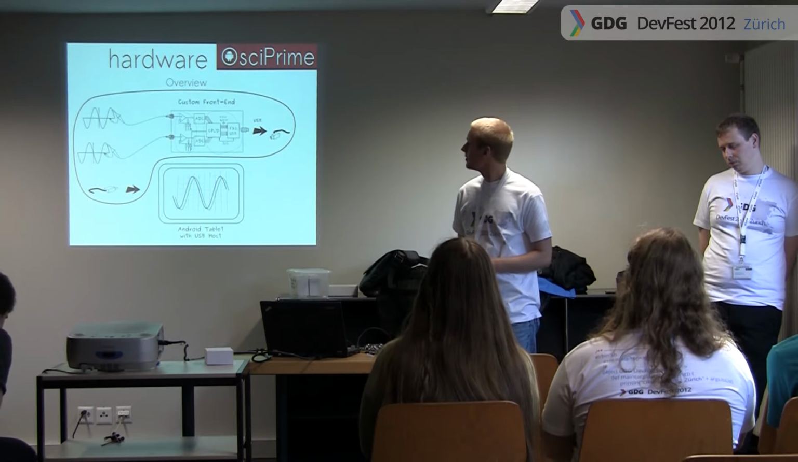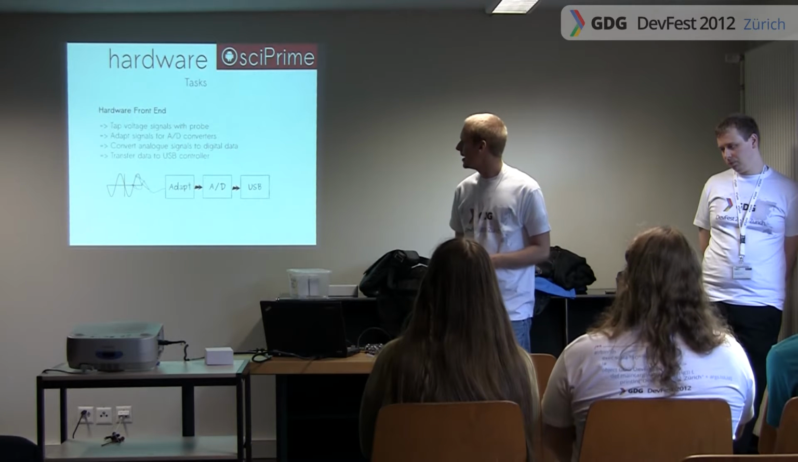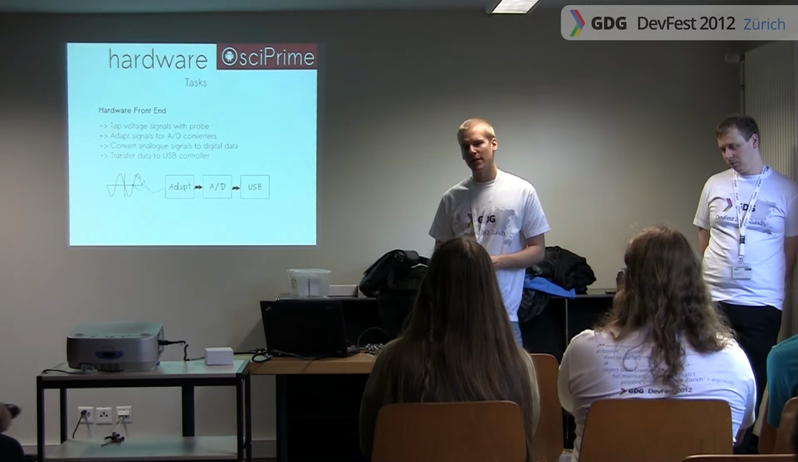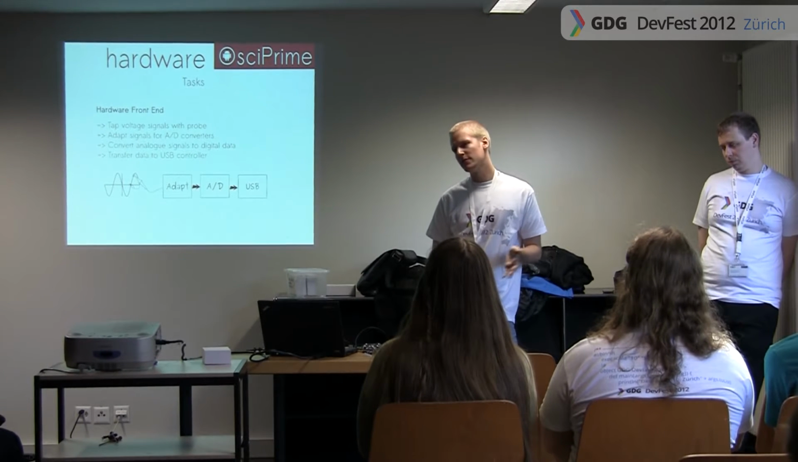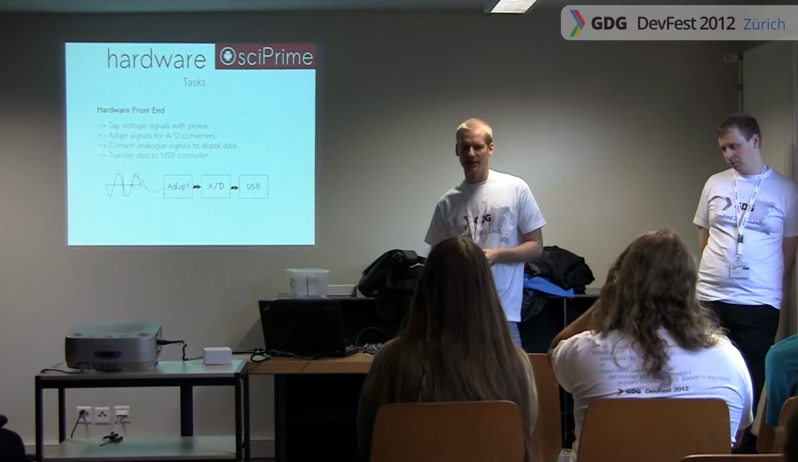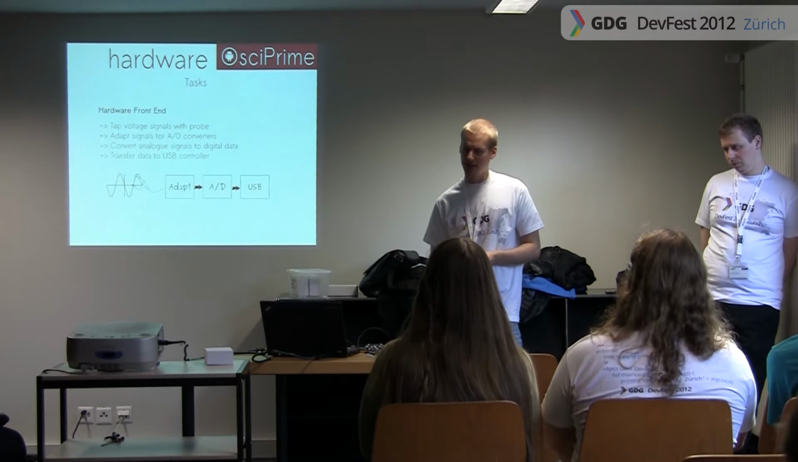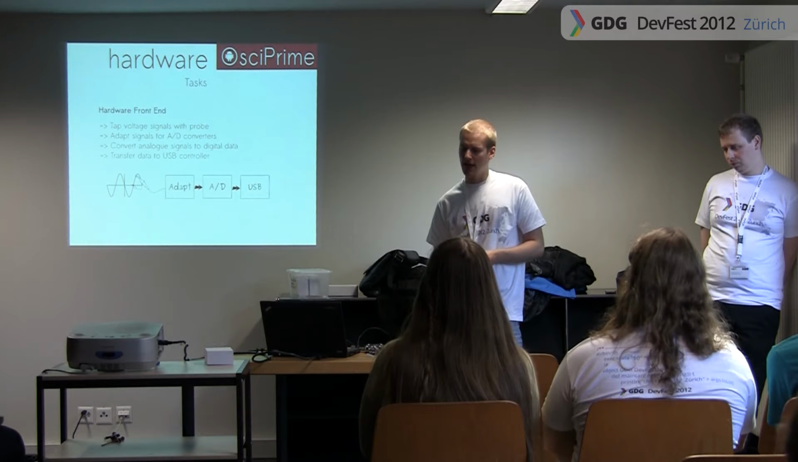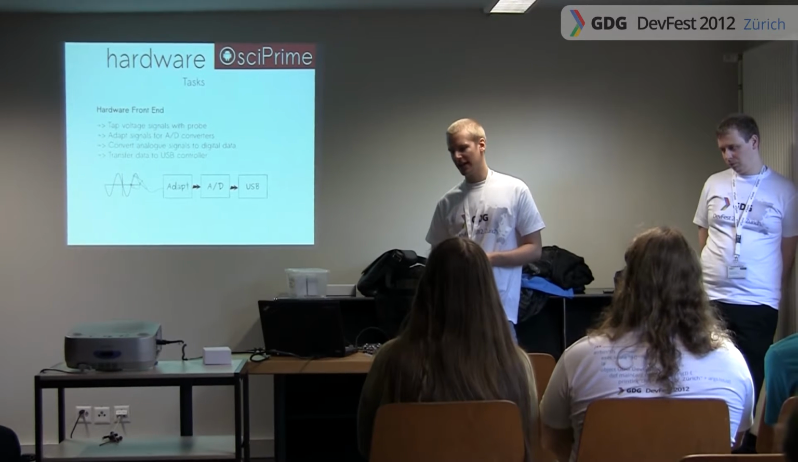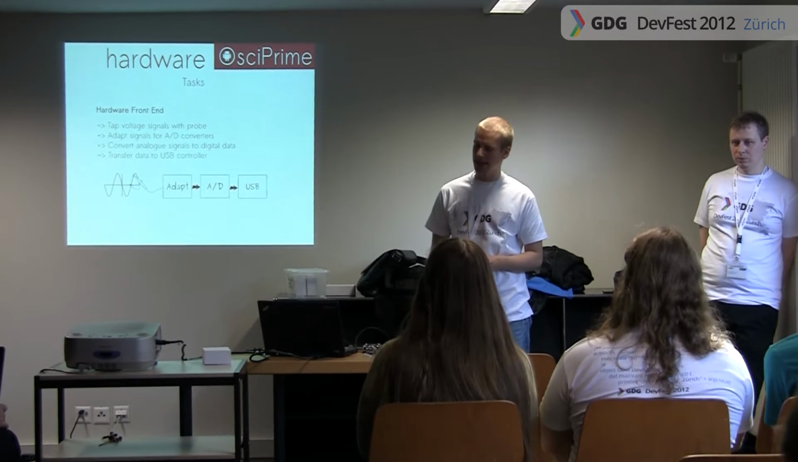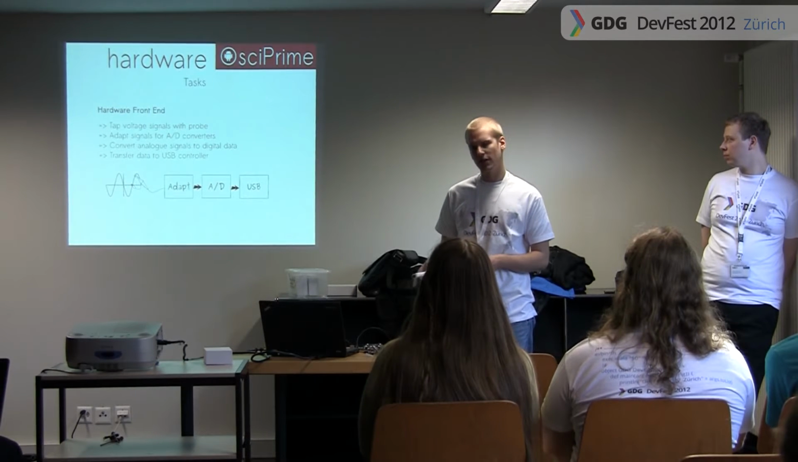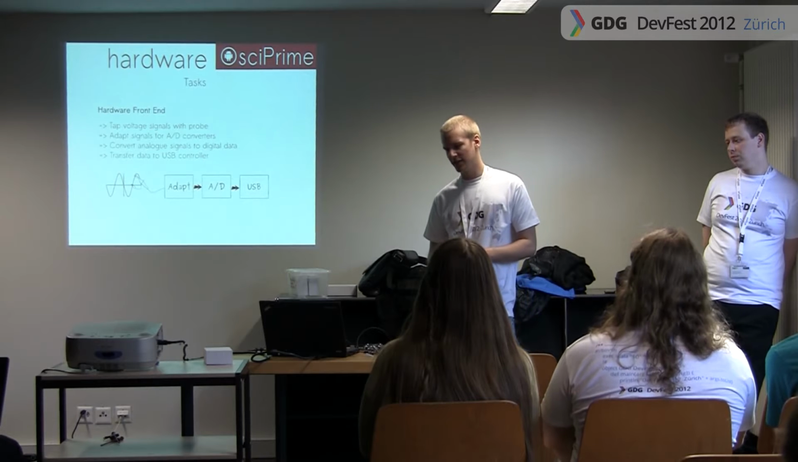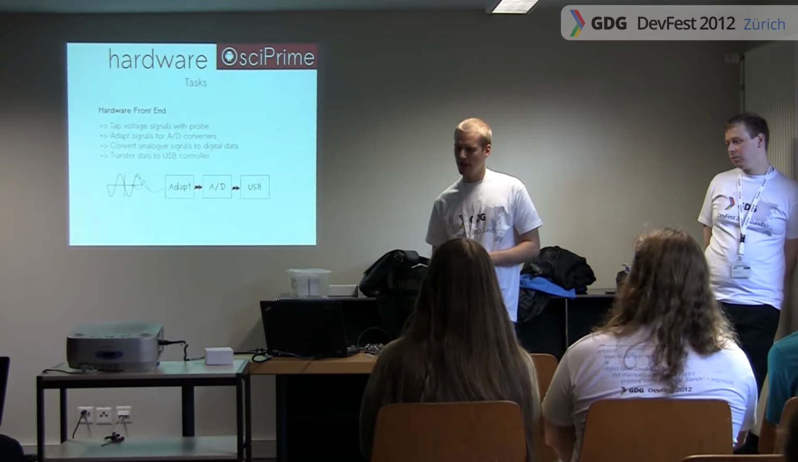So the real function or the purpose of the front end is that we need to tap voltage signals, and these voltage signals need to somehow be adapted for the AD converters, the analog to digital converters. And as soon as they are fed into the analog to digital converters, we have digital data, and this is fed to the USB controller, which in turn will ship this data to the Android device.